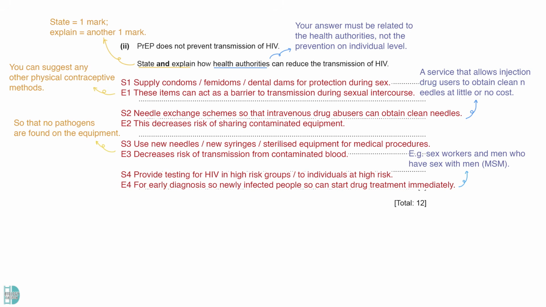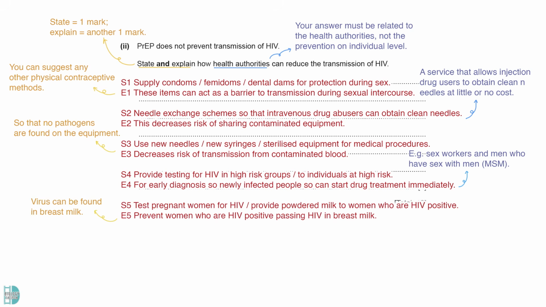Free testing can be provided for high-risk groups such as sex workers and men who have sex with men. This allows early diagnosis, so newly infected people can start their drug treatment immediately. Pregnant women should be tested. If they are HIV positive, they should not breastfeed their children, as this may be a method of transmission.